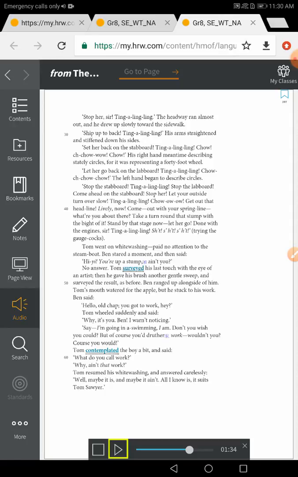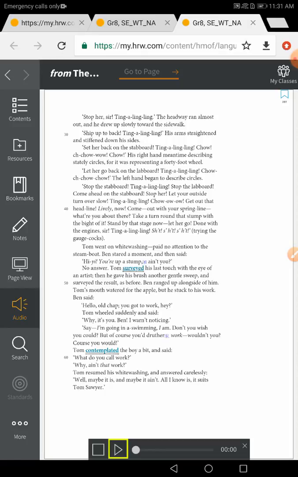To his work. Ben said, "Hello, old chap. You got to work, hey?" Tom wheeled suddenly and said, "Why, it's you, Ben. I warn't noticing." "Say, I'm going in a swimming, I am. Don't you wish you could? But of course, you'd druther work, wouldn't you? Course you would." Tom contemplated the boy a bit and said, "What do you call work?" "Why, ain't that work?" Tom resumed his whitewashing and answered carelessly, "Well, maybe it is, and maybe it ain't. All I know is, it suits Tom Sawyer."